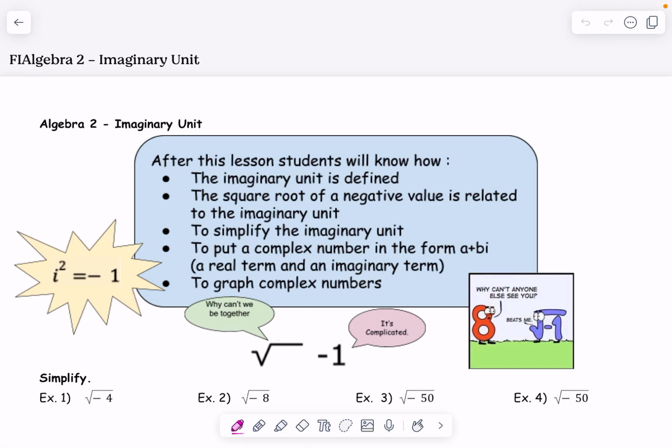We're going to talk about the imaginary unit. Okay, so you're like, what the heck, right? So we run into problems when we're doing math, and specifically when we're taking the square root of something.